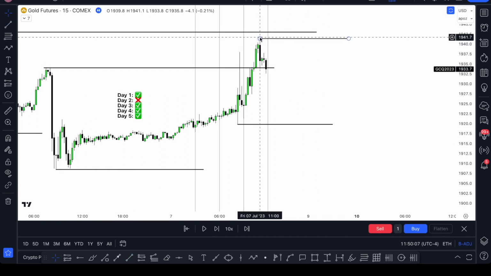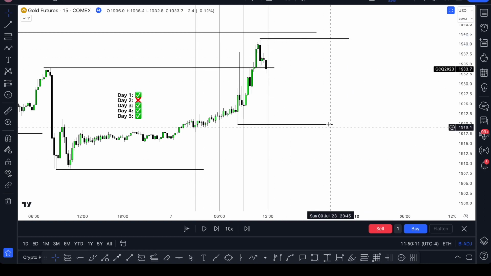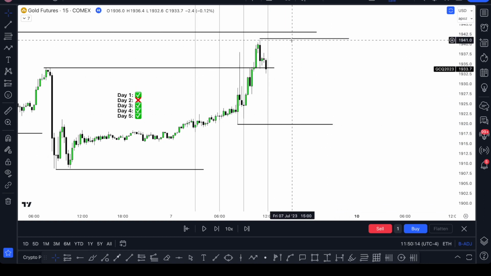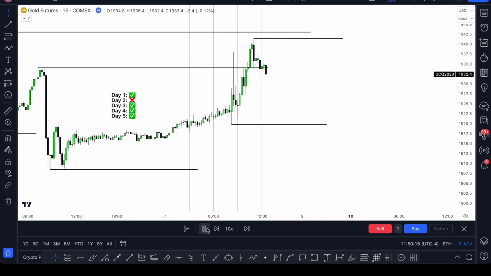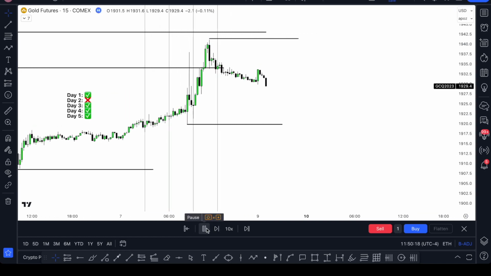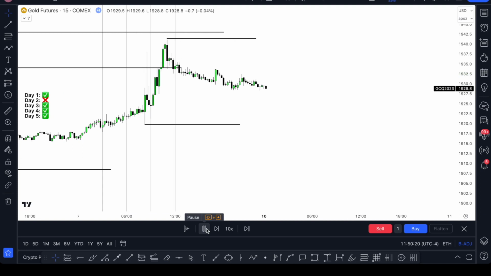So we are looking for further longs in the next day. For the next day, you want to see whether the price can take out this low or take out this high for a sell. So let's play this and see. Next day begins. We're looking for the low to go and then go long.